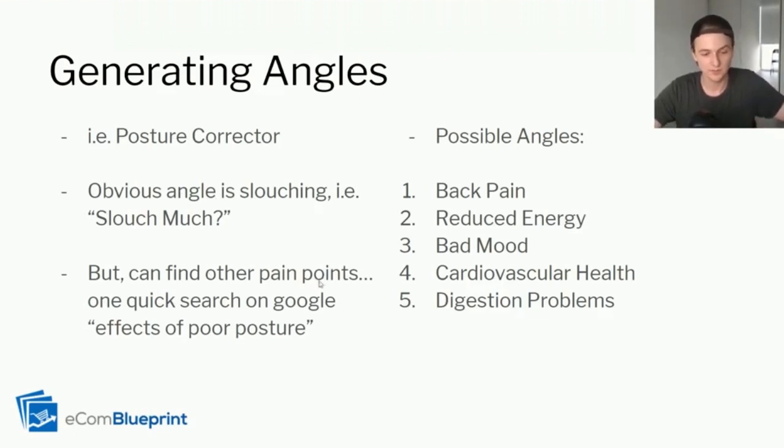But there's a lot of other pain points related to poor posture, right? And not everyone is worried about slouching. Some people might be more worried about back pain, reduced energy, bad mood, cardiovascular health, right? I just looked up on Google effects of poor posture, and these are 5 possible angles. Now, I'm not saying actually go and target these, right? You probably don't want to make an ad about you have digestion problems, here's a posture corrector. That probably wouldn't make a lot of sense. But back pain or reduced energy or bad mood, are you always in a bad mood? Maybe it's because of your poor posture. Here's a posture corrector. There's different angles that you can use based on the different pain points.